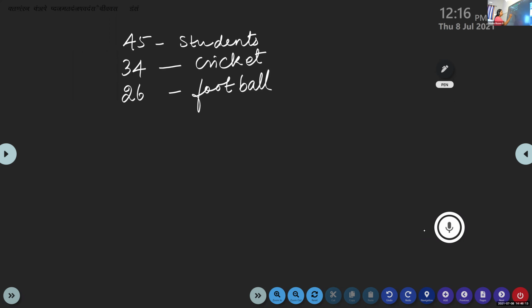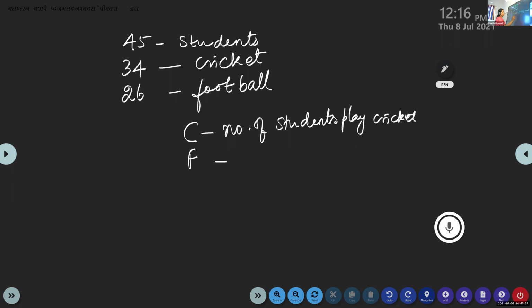Instead of A and B, I'm using the first letters: cricket, I'm representing it as C, and football, I'm using it as F. Let C denote the set of students who play cricket, and F denote the set of all students playing football.